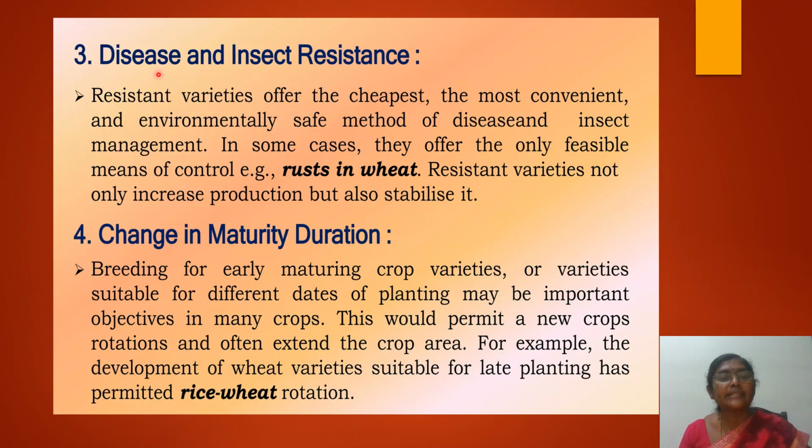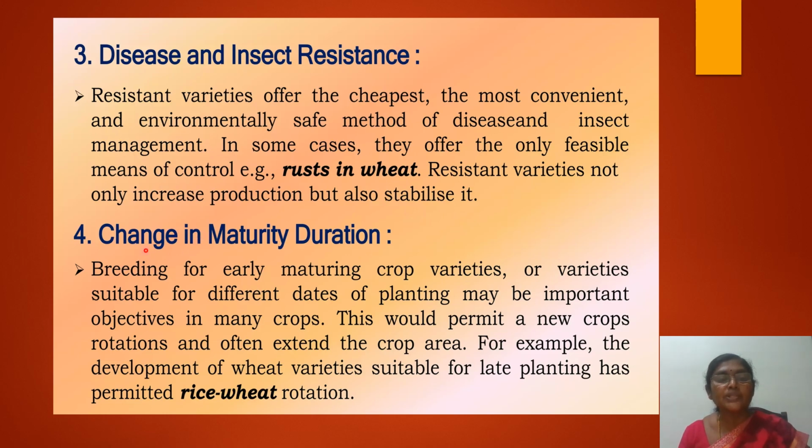Next come disease and insect resistance. Resistant varieties offer the cheapest, the most convenient and environmentally safe method of disease and insect management. In some cases, they offer the only feasible means of control. Example, rusts in wheat. Resistant varieties not only increase production but also stabilize it.